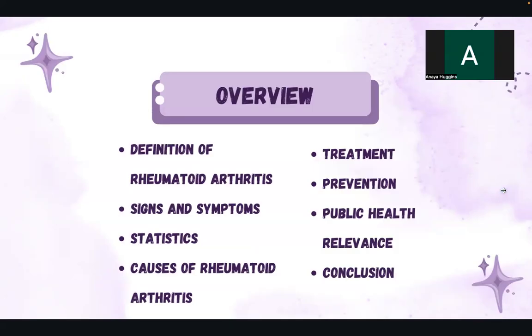As I mentioned to you before, here's a little bit of a look at our overview. So we'll talk about the definition of rheumatoid arthritis, its signs and symptoms, statistics, causes of rheumatoid arthritis, treatment, prevention, public health prevalence, and the conclusion, which is just my final thoughts.